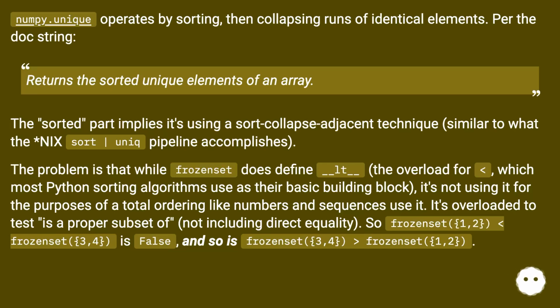The problem is that while frozenset does define __lt__, the overload for less than which most Python sorting algorithms use as their basic building block, it's not using it for the purposes of a total ordering like numbers and sequences use it. It's overloaded to test is a proper subset of, not including direct equality. So frozenset 1,2 is lower than frozenset 3,4 is false, and so is frozenset 3,4 is greater than frozenset 1,2.